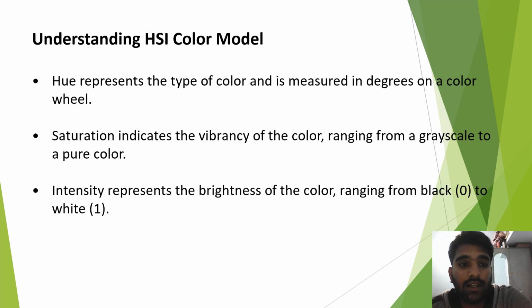Understanding the HSI color model. Hue represents the type of color and is measured in degrees on a color wheel. Saturation indicates the vibrancy of the color, ranging from grayscale to a pure color. Intensity represents the brightness of the color, ranging from black, which is 0, to white, which is denoted as 1. Moving on to my next slide.